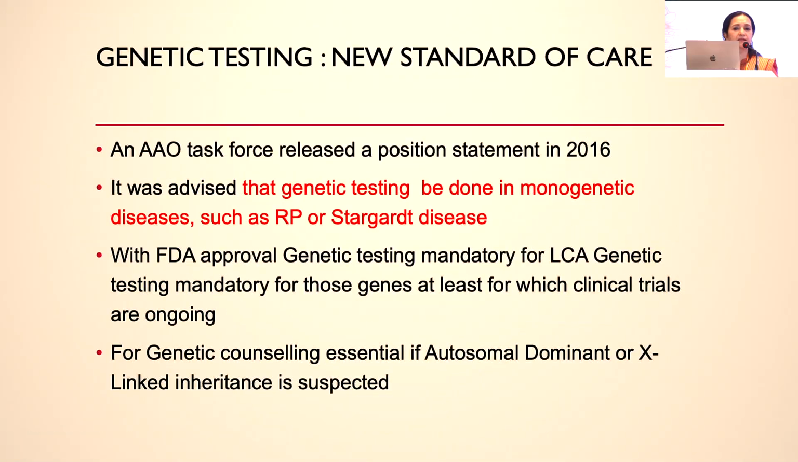So the American Academy Task Force has mentioned that for monogenic diseases like RP and Stargardt's, it is nothing over the board if you advise genetic testing, and genetic testing should be considered. This is standard of care.